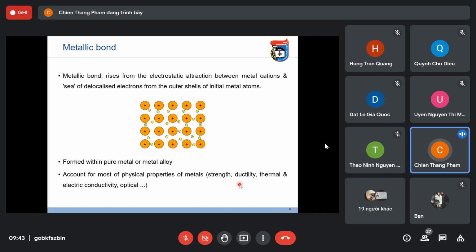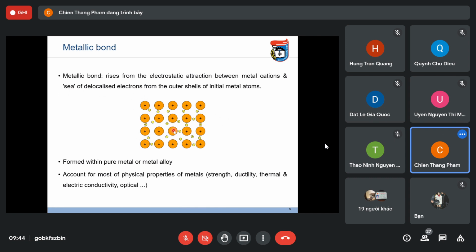According to the electron sea model, we assume that each metal atom first donates electrons, and then becomes a positive ion. What happens to the donated electrons? They form the electron sea, or we can say a sea of delocalized electrons. It means that these electrons are not only fixed at the positions of the metal ions. However, these electrons can move freely in the metal lattice.